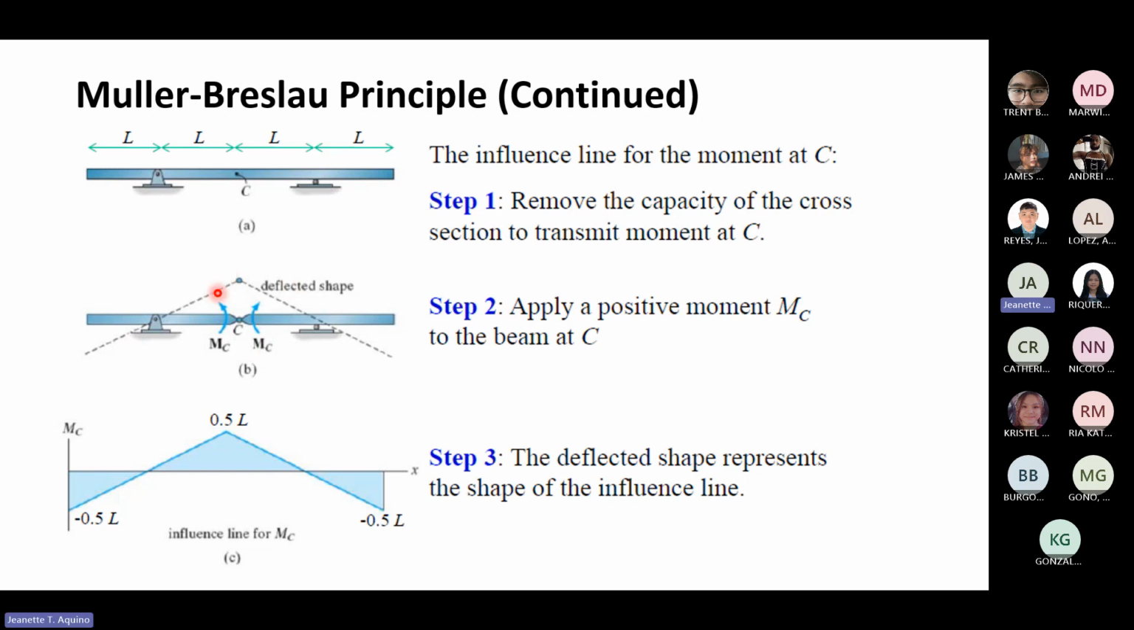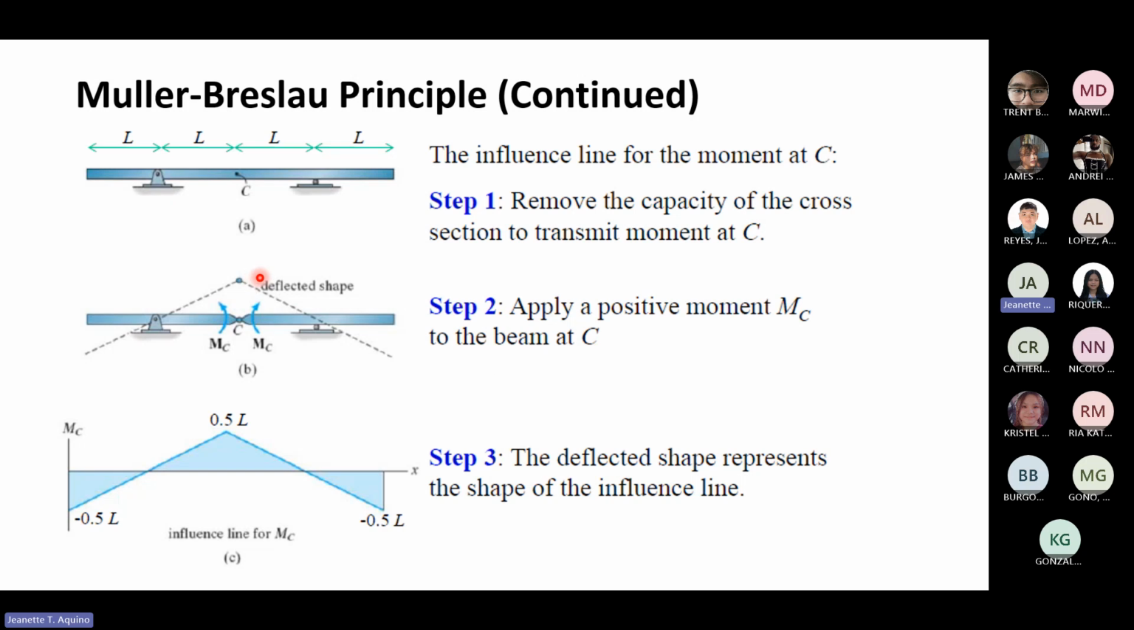So if you remove the capacity of C, this point is free to rotate, and this point also. Step 2, apply a positive moment MC to the beam at C. So we apply the positive moment. Okay, then the positive moment here. And then step 3, the deflected shape represents the shape of the influence line.